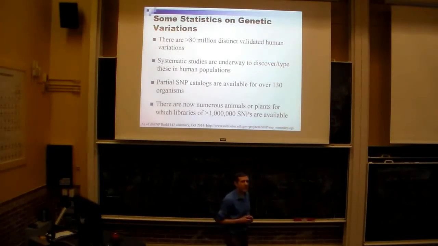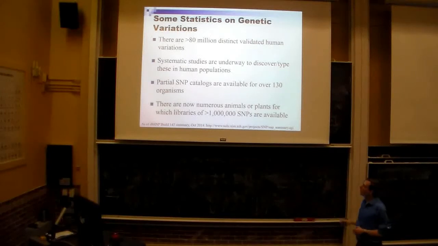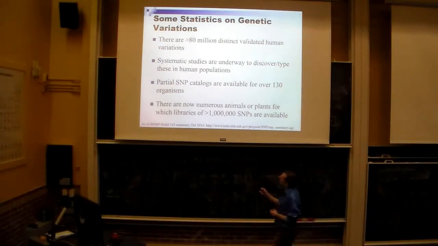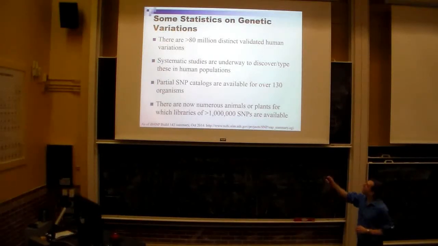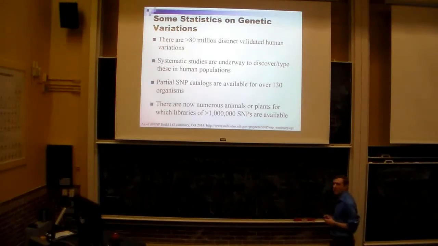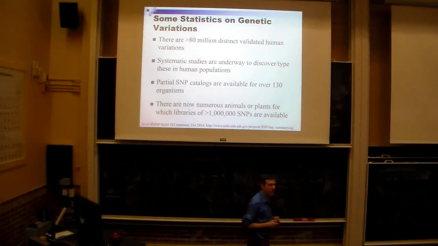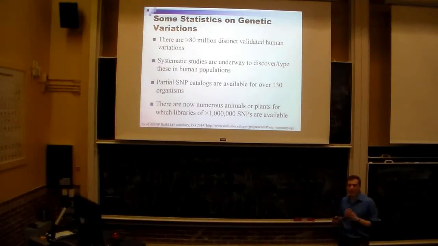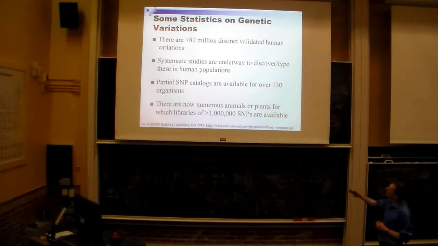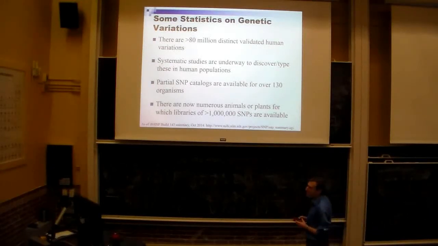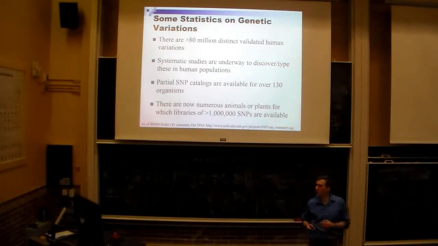But some basic statistics as of the time that I'm recording this lecture. If we look at one standard reference data set, the dbSNP data set, as of October of 2014, there were more than 80 million distinct validated human variations in that data set, so more than 80 million sites where we know about a particular variation in the human genome. So obviously some of those are going to be relatively rare variations. We would expect something on the order of 30 million reasonably common variations. And systematic studies continue to be underway, as well as studies that are just happening for other reasons that are allowing us to discover more of these.